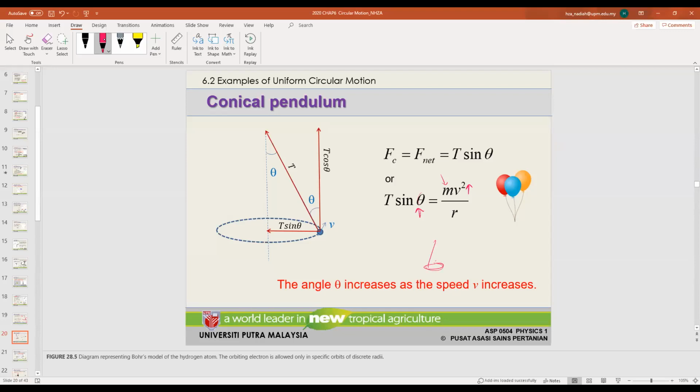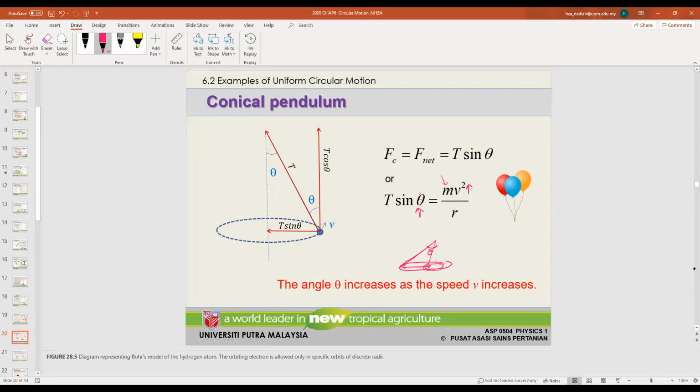Okay, so it moves just in a small circular motion. But when you increase the speed, the angle increases. The angle becomes wider. So now you have a bigger theta. Your v increases, your theta increases, your R also increases. Your radius, right? So that's something to think about.